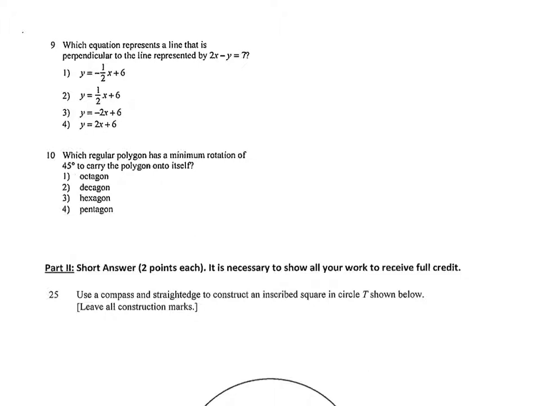All right, number 9 is actually kind of like an old Regents question. It says, which equation represents the line that is perpendicular to the line whose equation is represented by 2x minus y equals 7? So as soon as I see the word perpendicular, I need to be thinking about the slopes. And the slopes of perpendicular lines are opposite reciprocals, meaning that they are flipped and negated.